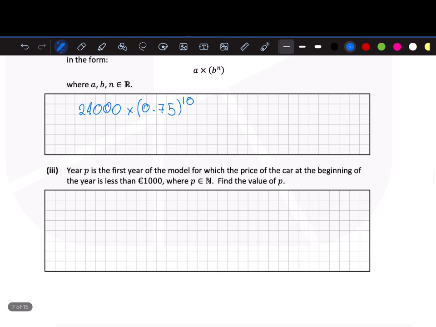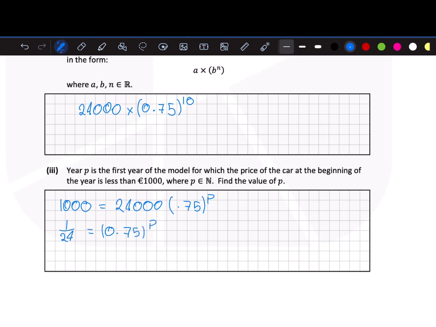Year P is the first year of the model for which the price of the car at the beginning of the year is less than 1,000. Where P is a natural number, find the value of P. So here we have 1,000 equals, and then change at the very end. This is going to be using the formula used before, 24,000 times 0.75 to the n, or to the p here. So then we have 1 over 24 when we divide both sides by 24,000 is equal to 0.75 to the p.